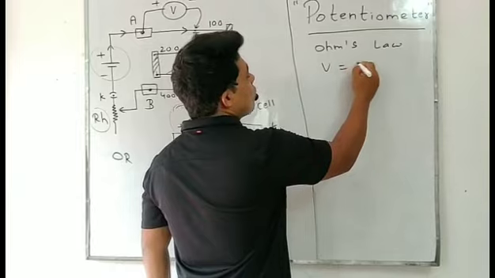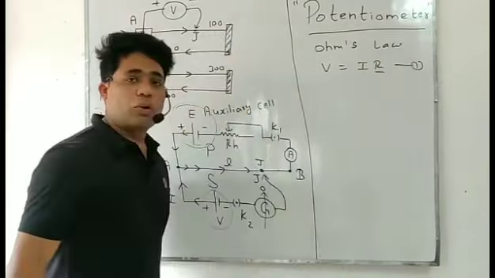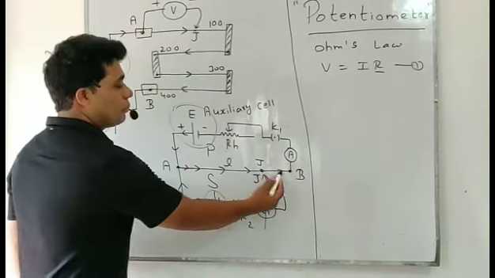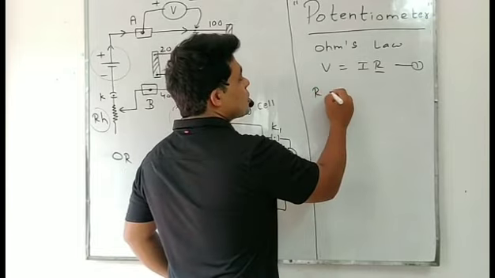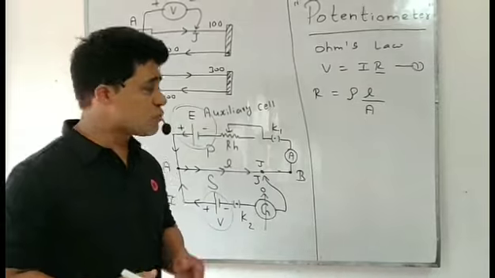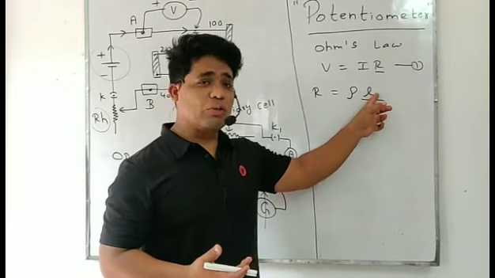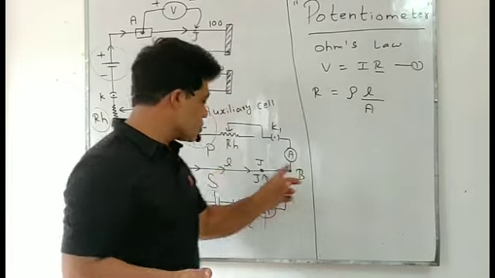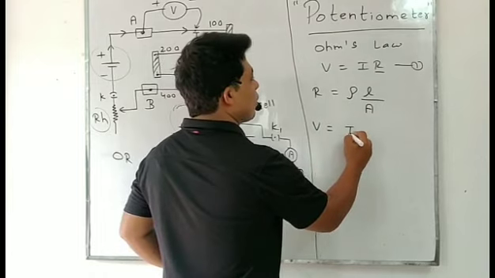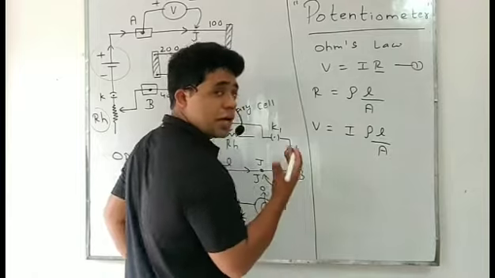What is Ohm's law? V equals IR. We require R, the total resistance. How can we find the total resistance? That is the resistance of this wire by the relation R equals rho L by A. Look, students, we did this formula. Rho is called resistivity or specific resistance. L is the length of the wire. A is called the area of cross section of this wire. So we'll put it in the equation first. We'll get V equals I, and what is R? Rho L by A.